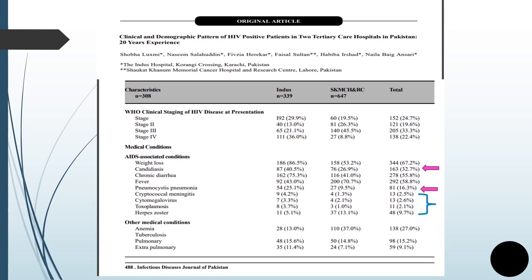In a study published from Pakistan from two big setups which cater to the HIV population, more than 950 patients were included, and this report indicates that the most common opportunistic infection found in patients was candidiasis, followed by pneumocystis pneumonia, which was found in 16% of patients. Cryptococcal meningitis, cytomegalovirus, and toxoplasmosis are found in more than 2% of the population. Herpes was common in more than 9% of patients. However, the data from this region is very limited and we need more research in this.